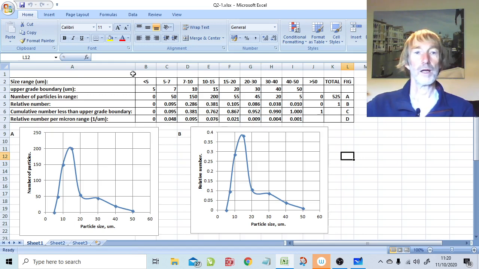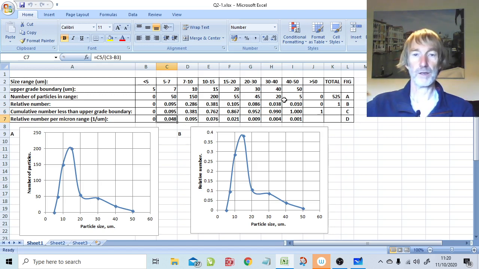Okay, so here's the left, 5 microns, 0 number of particles, 5 to 7, just as we've been talking about previously, and here are our values that hopefully agree with what we said before. Number of particles in the size range 50, relative number 0.95, it's 3 significant figures. Cumulative is 0.95, and relative number per micron range, because we've got 2 microns, obviously that's the 4/8.